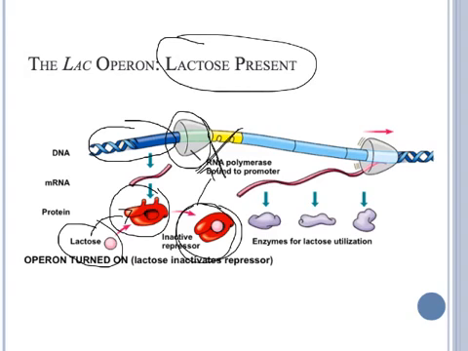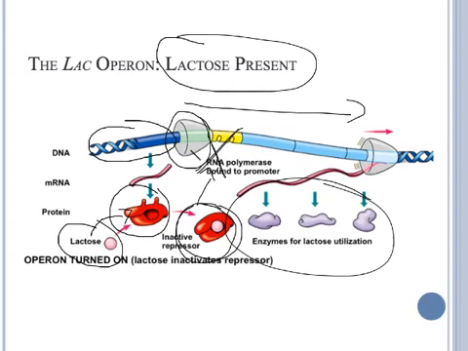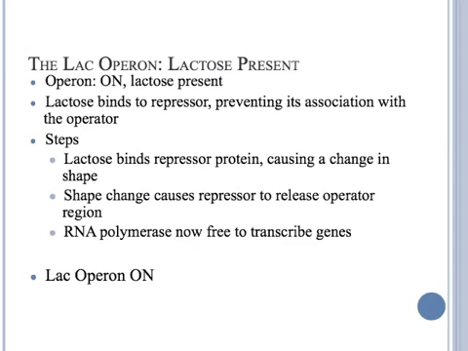If RNA polymerase binds to the promoter, it's going to go ahead and transcribe my gene that makes my enzyme. So when lactose is present, the lactose represses the repressor. So now RNA polymerase can transcribe. We're getting double repression going on here. In this situation, if I want my operon to be on, lactose is present, so I need to create the enzyme that will break down lactose.